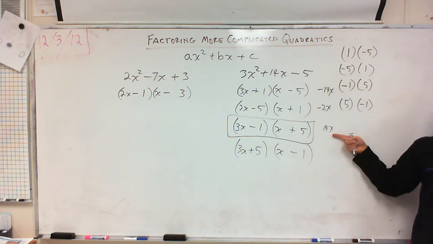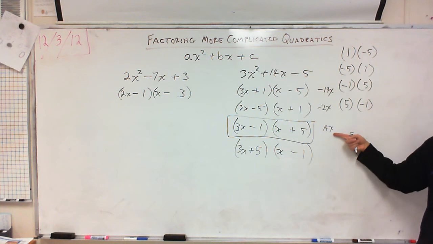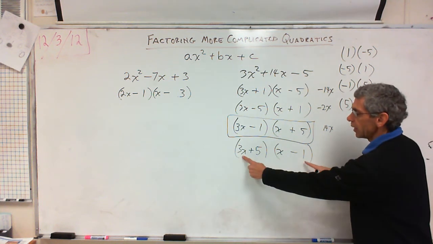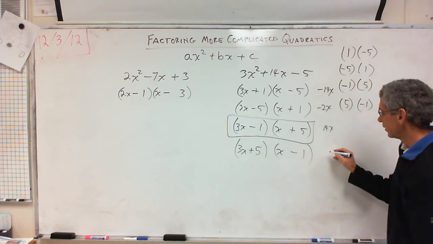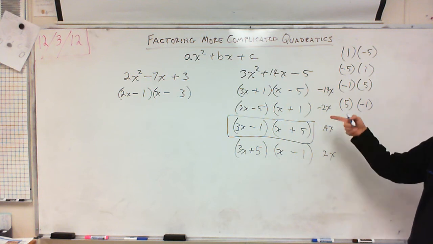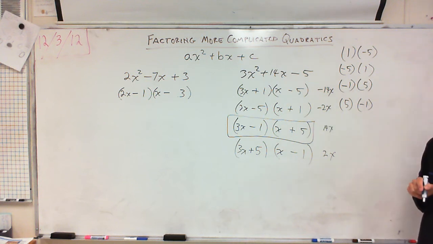Can you see? So then on the last one, it would be 2x? So this one, yeah, this would be minus 3x plus 5x. That would be 2x. So that would be our answer. Does that make sense? Yeah.